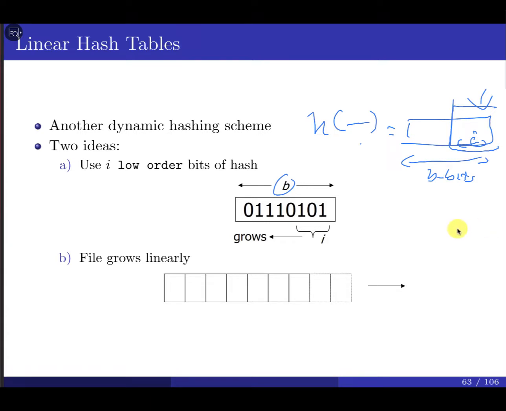So let's do this one first, okay? I can use this hash value. I know that I'm going to use the low order bits of the hash, and the file is going to go linear. This means it's not double. Every time I'm going to add 1 bucket at a time, so it's going to save space. That's what I'm looking for, okay?